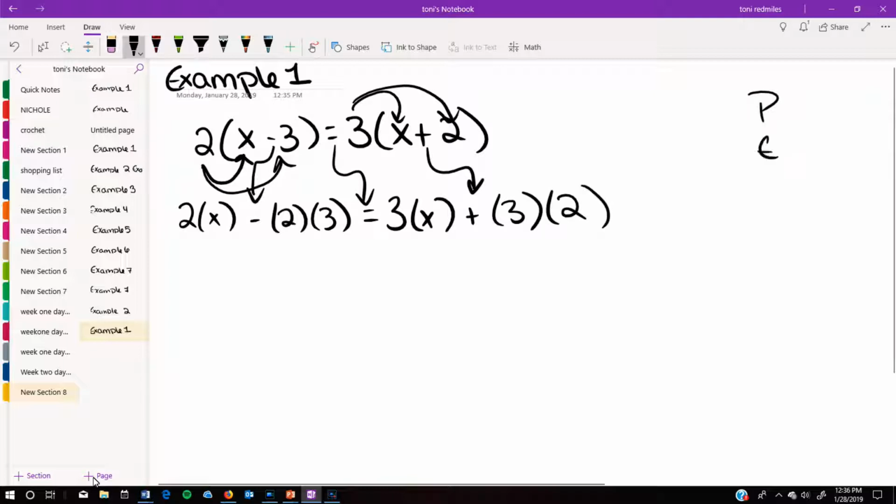Okay, so I did my parentheses. I'm on to my multiplication. So 2x minus 2 times 3 is 6. 3 times x is 3x.